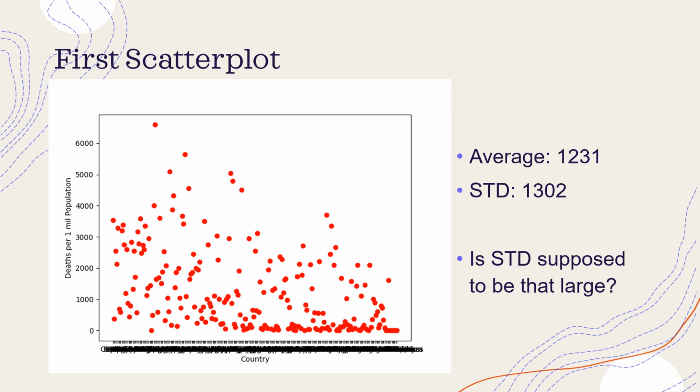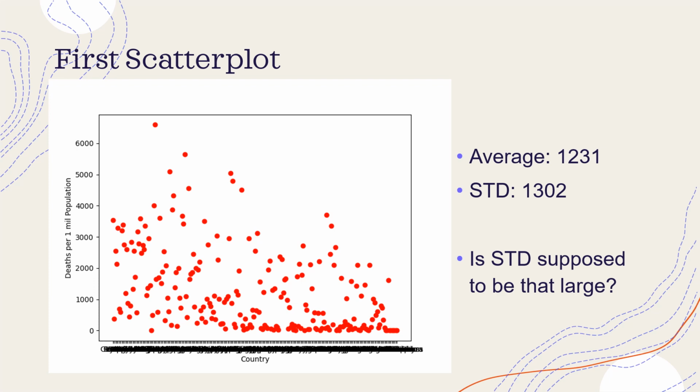Alright, now I can talk about my analysis of the data. The first thing I did was make a scatter plot and find the average and standard deviation of the column with the data for deaths per million population in each country. And what I noticed was that the standard deviation is very large. I've never taken a statistics course, but that doesn't seem right to me.